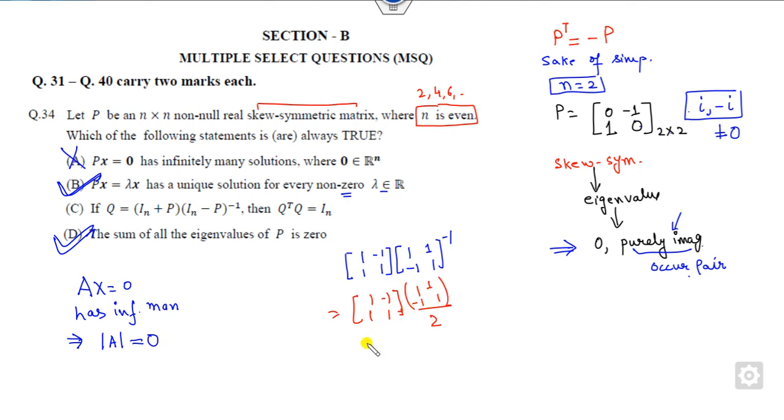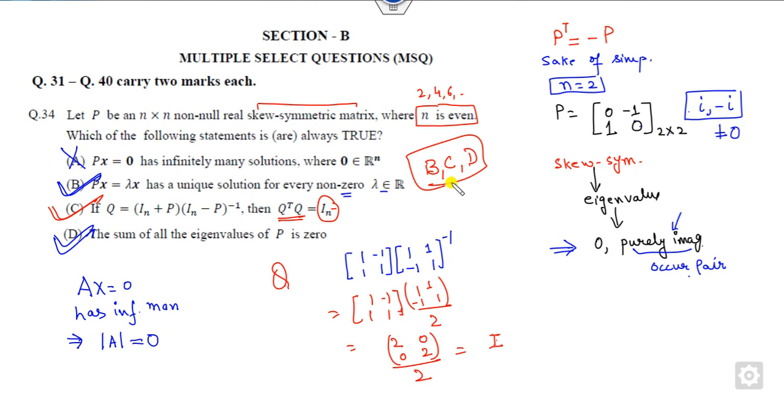If you multiply them, it's a 2, it's a 0, it's a 0, it's a 2, divided by 2. What is that? This is nothing but my I. So therefore Q is my I. So if Q is I, Q transpose Q is again I, the product is I. So the correct options are B, C and D.